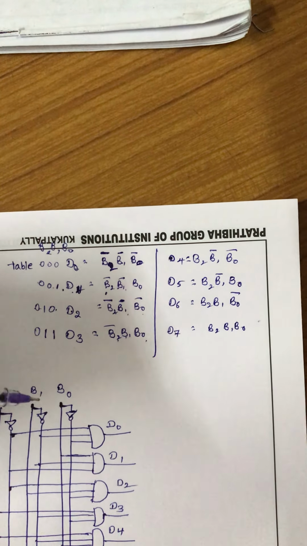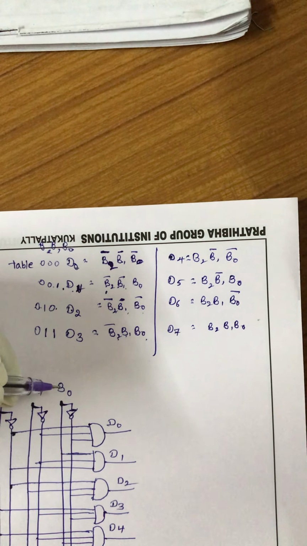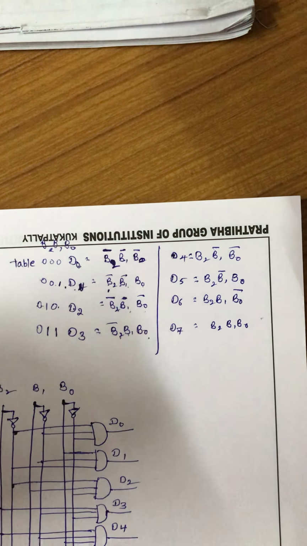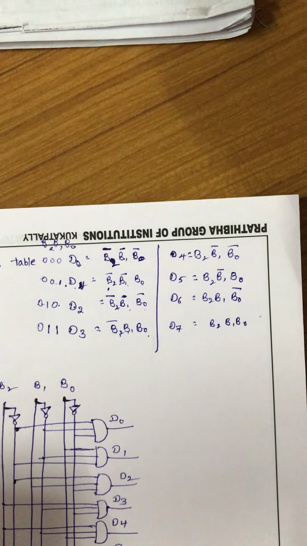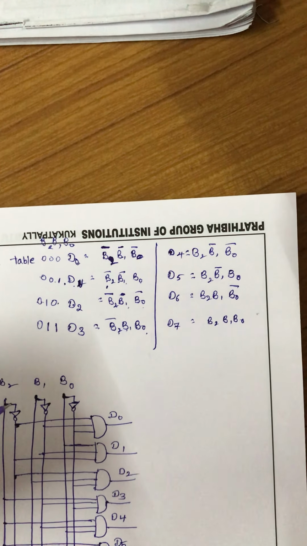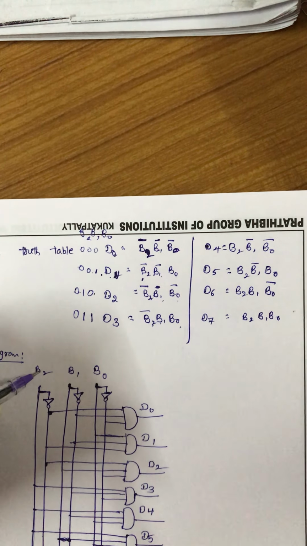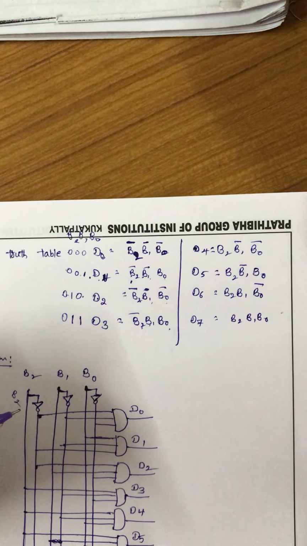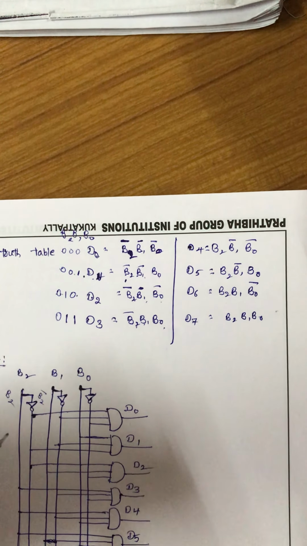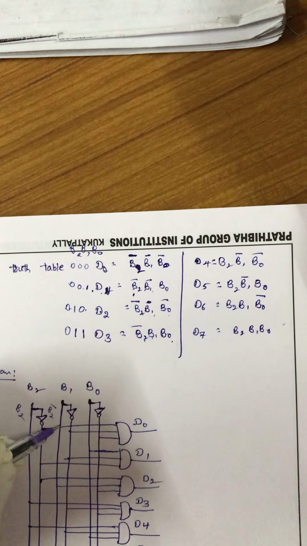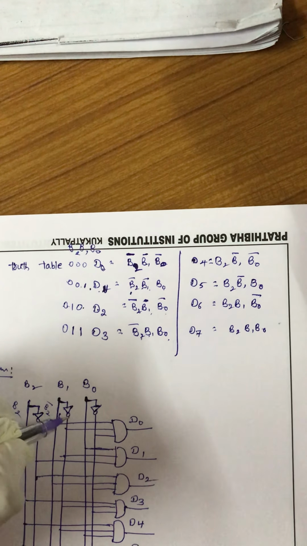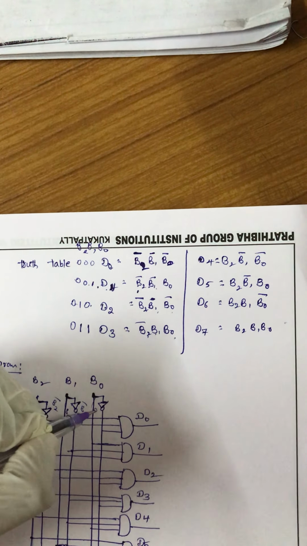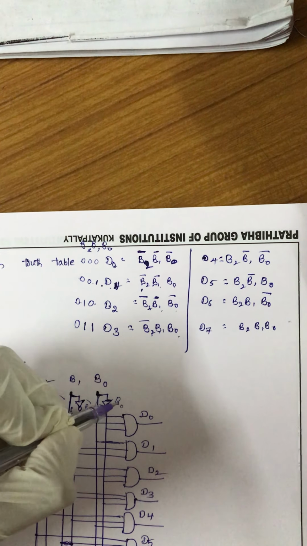Okay. So first of all, each and every input has two possibilities, that is the 0 possibility and the 1 possibility. The 1 possibility is represented by a direct line, and the 0 possibility is represented by connecting a NOT gate to the input. So here the direct line represents B2, the NOT gate represents B2 bar. Here the direct line represents B1, the NOT gate represents B1 bar. Next, the direct line represents B0, the NOT gate represents B0 bar.